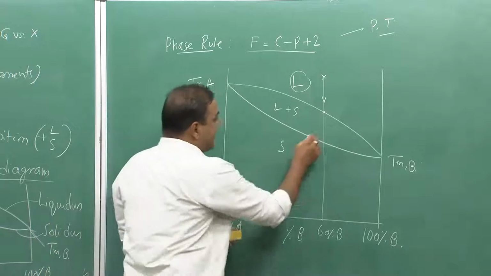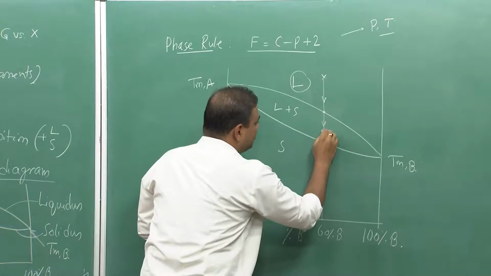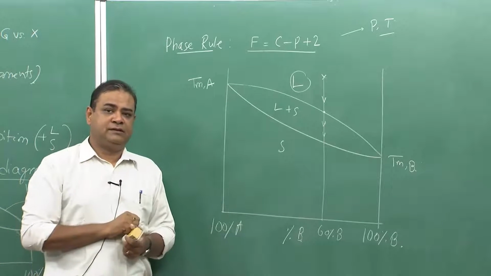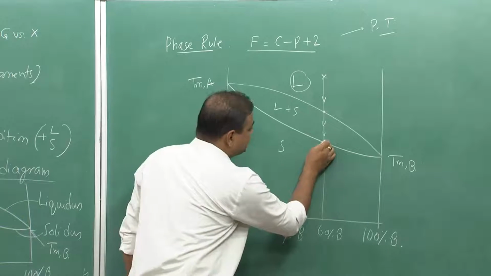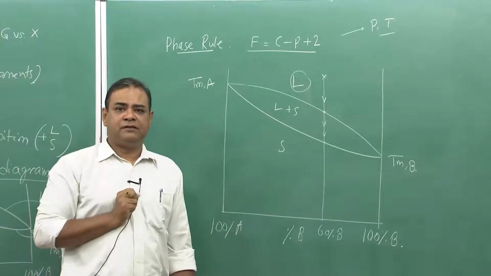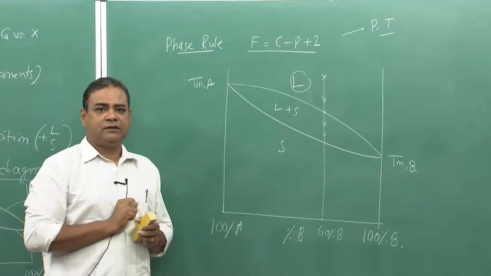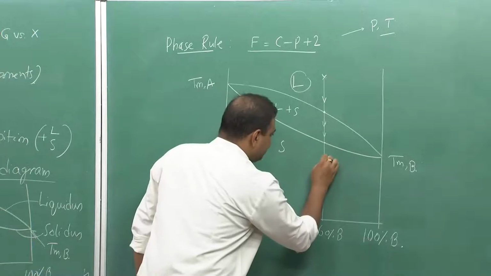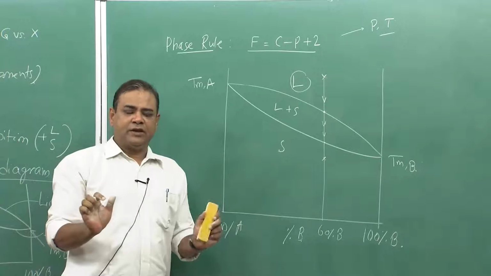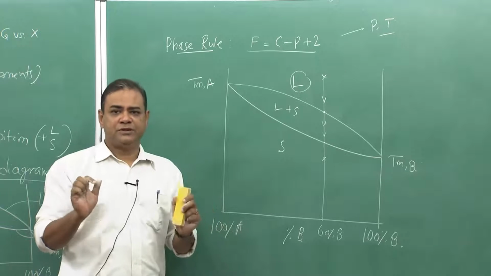As we keep going downward, we will increase the amount of solid, and finally once we reach this point, a very little bit of liquid will be left, but the rest will be solid. And then once we reach the single phase region, it will again be completely solid, with a complete solubility of B in A.